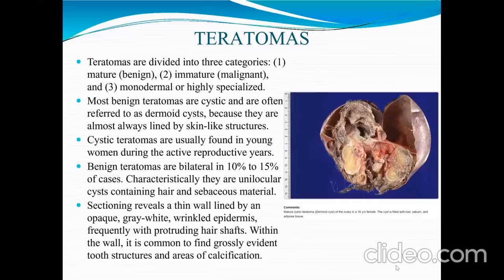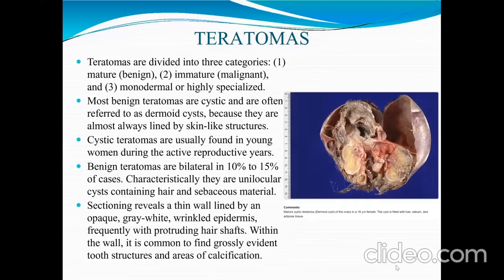Benign teratomas are bilateral in 10 to 15% of cases. Characteristically, they are unilocular cysts containing hair and sebaceous material. Sectioning reveals a thin wall lined by opaque gray-white wrinkled epidermis, frequently with protruding hair shafts. Within the wall, it is common to find grossly evident tooth structures and areas of calcification.